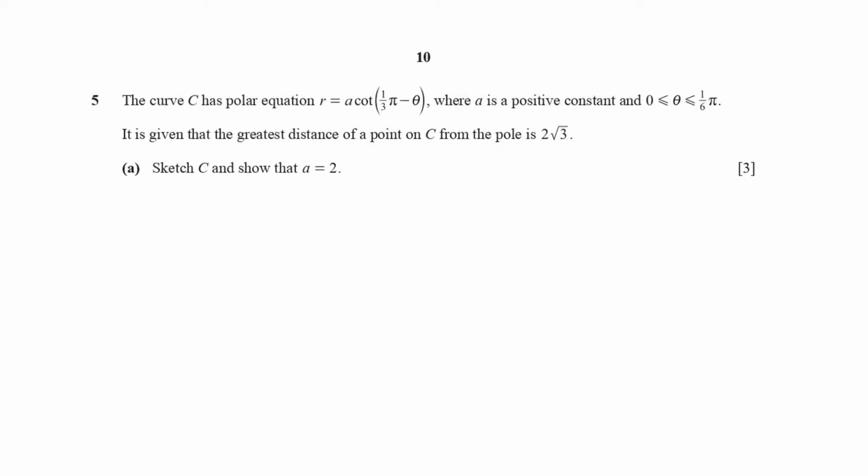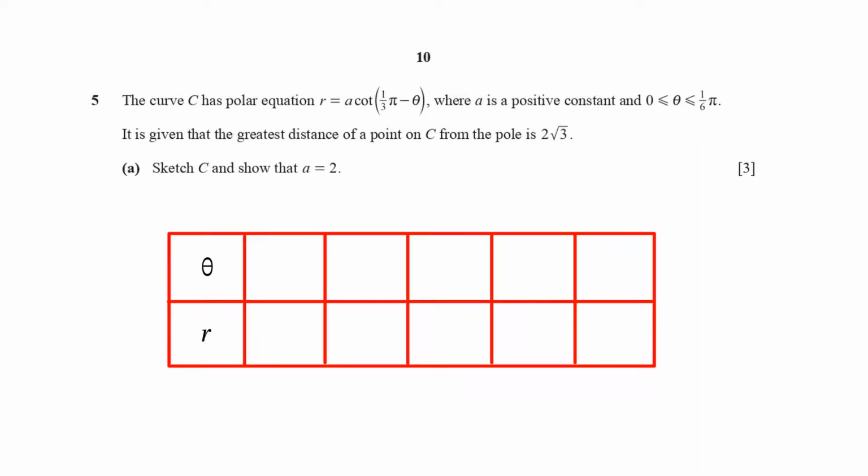So when sketching the polar curve C, we can make a little table of values like this one. We can have values of θ ranging between 0 and π/6 at regular intervals. These are values that are going to help me to map out the polar curve C. Now substituting into the equation, when θ has a value of 0, r will have a value of 0.58a.